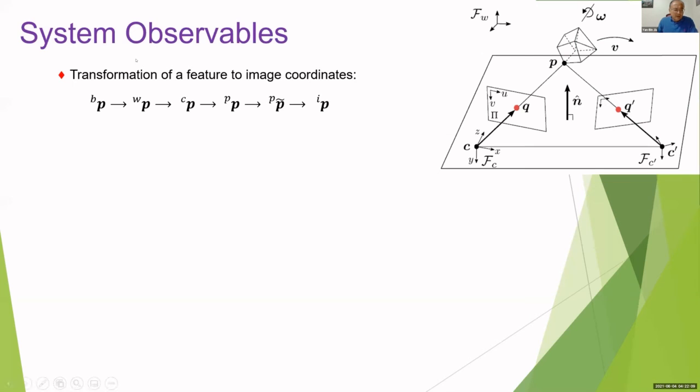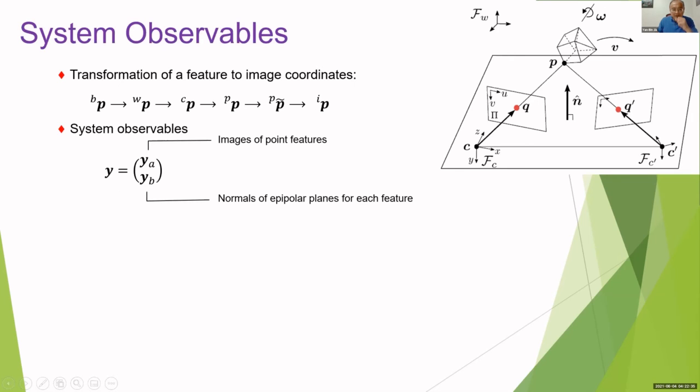All right. So what are the observables? We have two cameras right here, FC and FC prime. So you have these feature points here, for instance, like a vertex of this polyhedron object. It's in the body frame, converted to the world frame, and then the camera frame, and then perspective projection, and then the distortion, distorting the image, and finally you get the image point. Okay, so that concludes the loop.